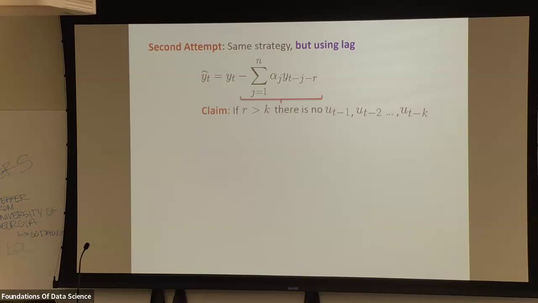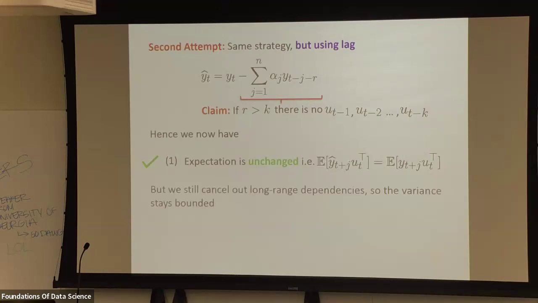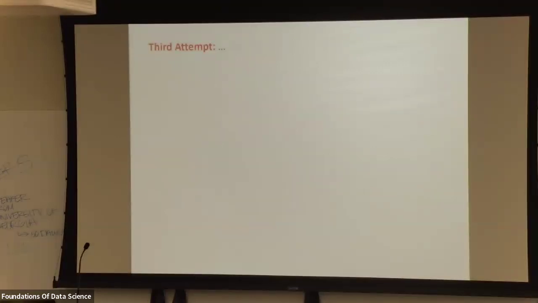What happens if I wait using some lag? The point is that if I wait r time steps and r is larger than k, then there is no ut minus 1 that shows up here because it hasn't even happened yet. There's no ut minus 2, there's no ut minus k. So I can still hope to create the same kind of cancellation, not using characteristic polynomial, but something else, with the property that I don't change any of a small number of these Markov parameters, enough so that I get the Ho-Kalman algorithm to work. All right, so you still cancel out long-range dependencies, and that takes us to our third attempt.